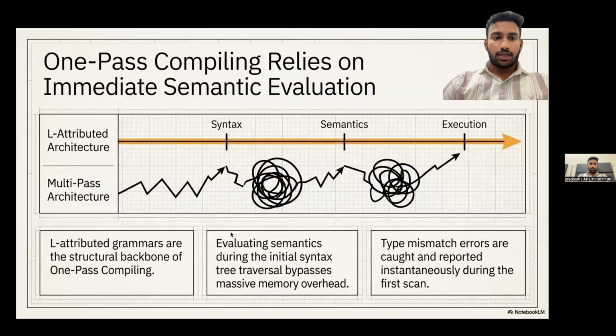L-attribute architecture is the backbone of one-pass compiling. By evaluating semantics during the initial syntax crawling, we catch a type mismatch error the moment it appears. It's the difference between a straight line to execution and a messy tangling phase.